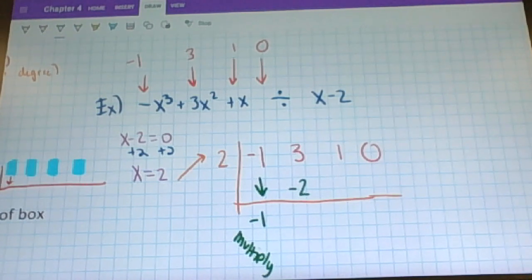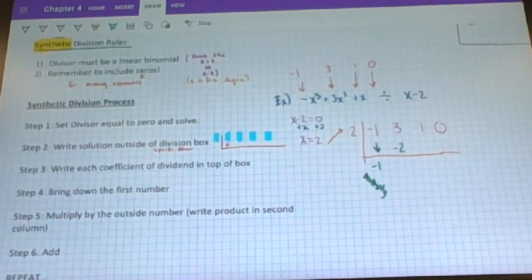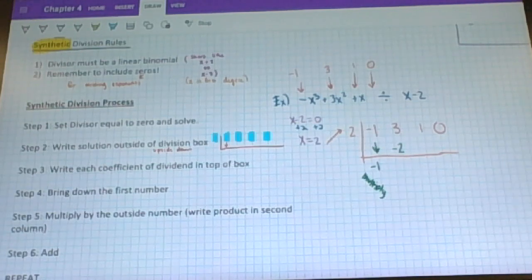I think I did it correctly. I'm not sure. Is that big enough?